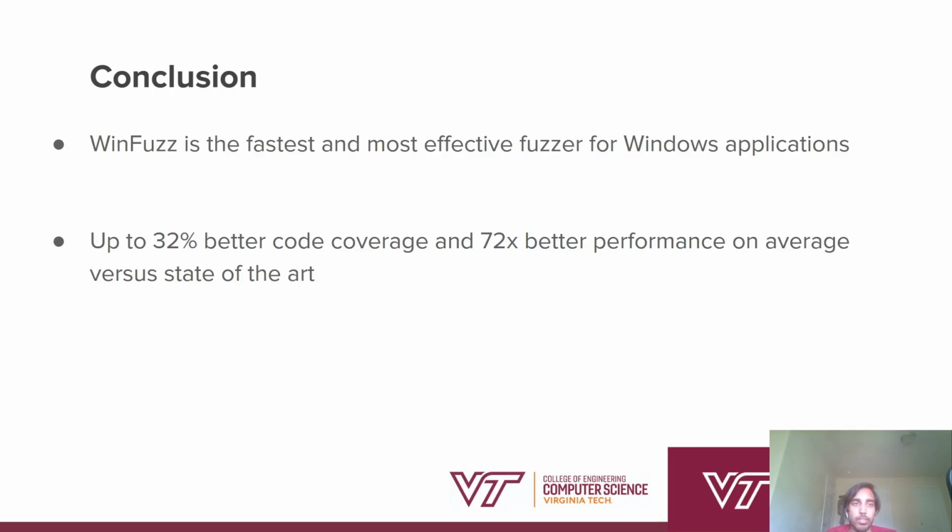So, in conclusion, we built WinFuzz, which is the fastest and most effective fuzzer for Windows applications, and it gave us 32% better code coverage and a 72 times performance improvement on an average against the state of the art fuzzing in Windows.